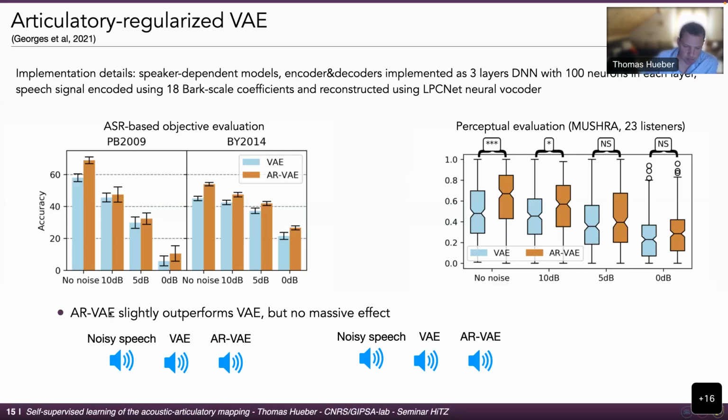I can show you some examples and you will see that it's difficult to hear some differences. First I will play the speech that has to be denoised, then the result by the VAE, and then the result by the articulatory regularized VAE.